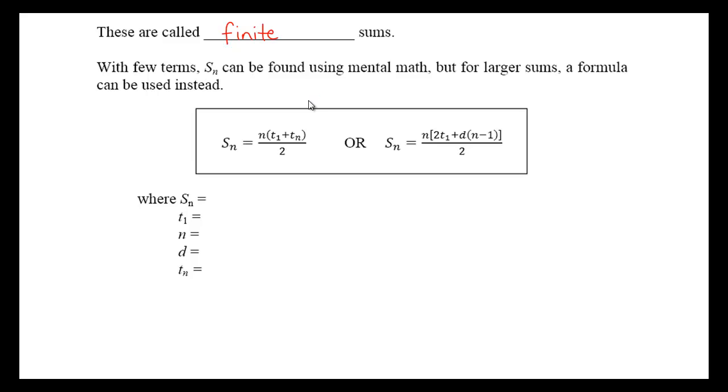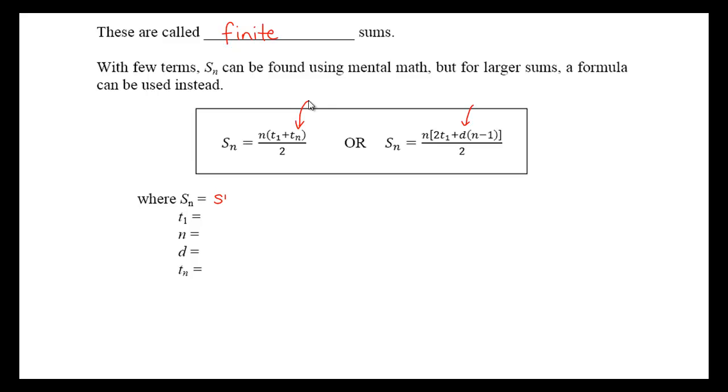Just like with the sequences, there was a formula for it. Now we have two formulas for the series. Both are used interchangeably. One is just shorter than the other if you happen to know the last term, Tn. If you don't happen to know the last term and you know D instead, then you can use the second one. So you can use either one at any time typically, depending on what information you've been given.